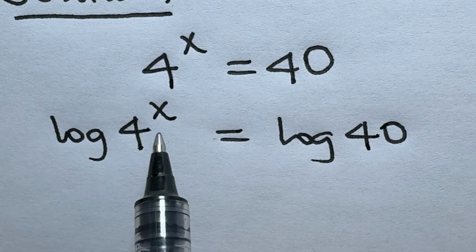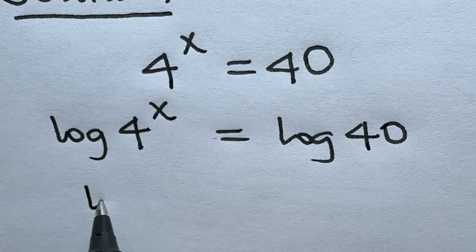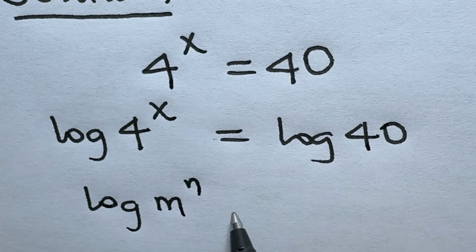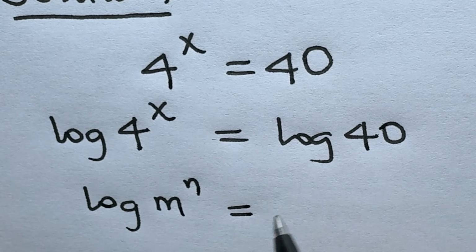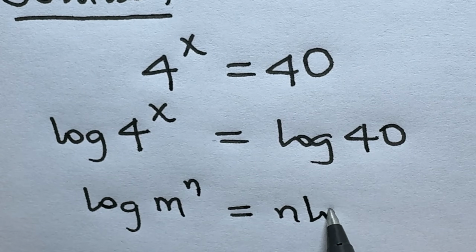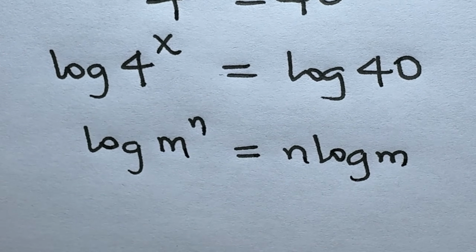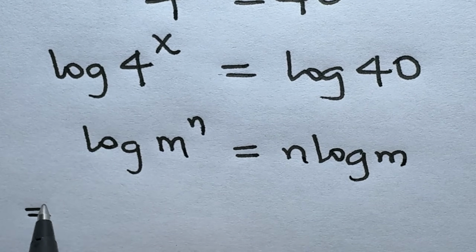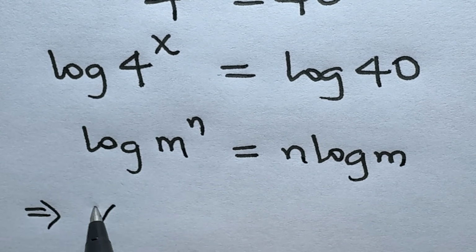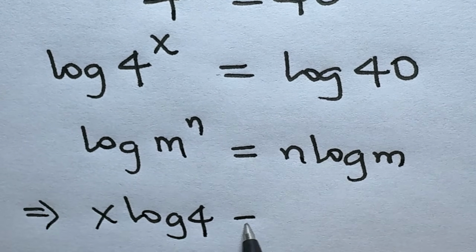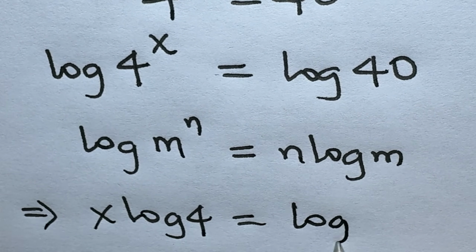If you look at log 4 raised to the power x, it is of the form log m raised to the power n, and by law of logarithm, this will give us n times log m. Therefore, this equation becomes x times log 4 is equal to log 40.